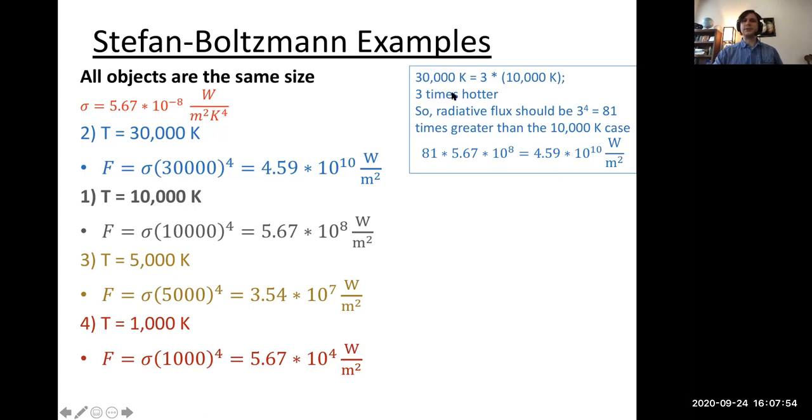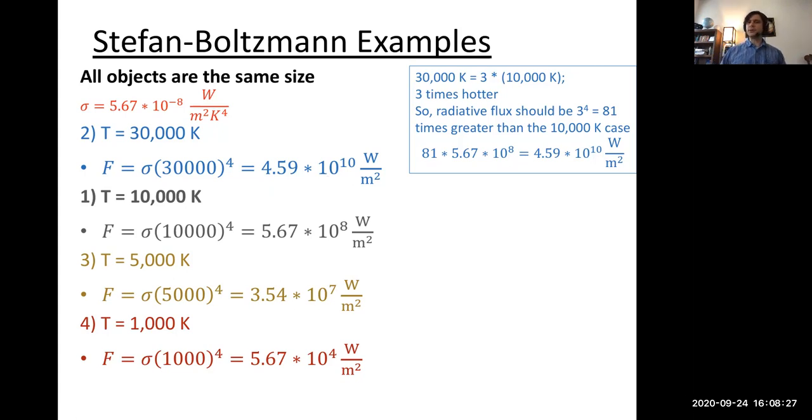So now I know that the 30,000 Kelvin star is giving off 81 times the amount of energy per square meter compared to the 10,000 one. Let me check my work. If I'm right and this thinking proportionally is really that easy, then 81 times this number should give me the answer for the 30,000 Kelvin star. So 81 times 5.67 times 10 to the 8th equals 4.59 times 10 to the 10th watts per square meter. Oh, hey, same answer.